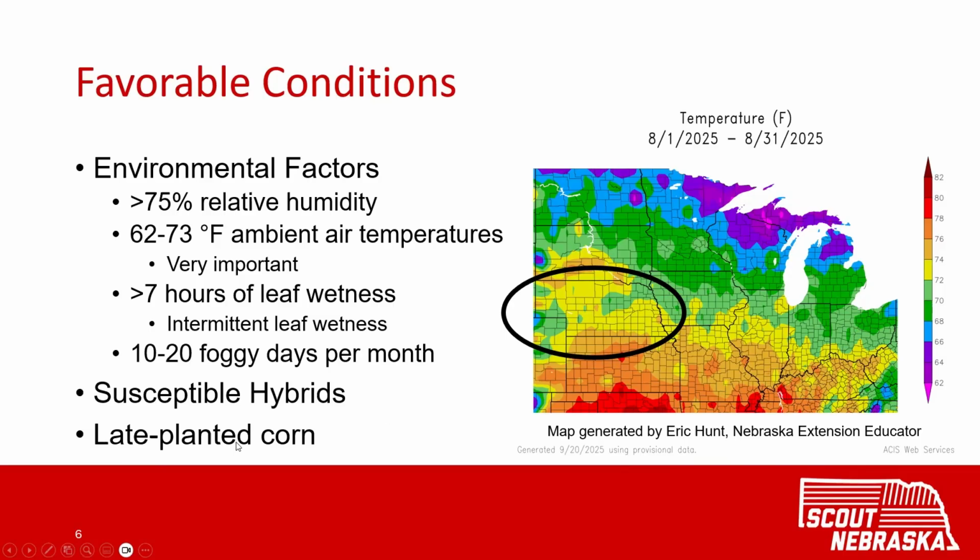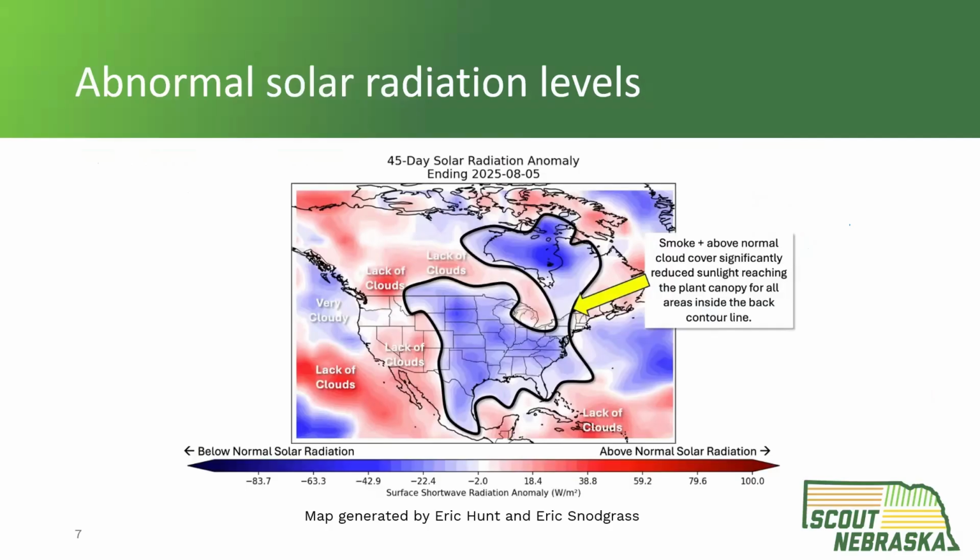And then even late planted corn can contribute to more disease because you're pushing back that growing season. And we know that tar spot is a later season developing disease. And so if you plant a little bit later, your season's extending into those cooler months of August, September, where disease is more likely to be active.